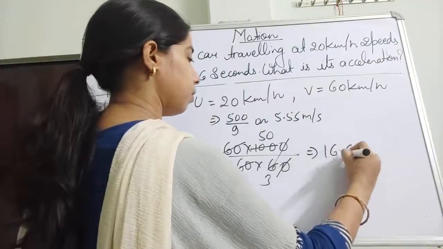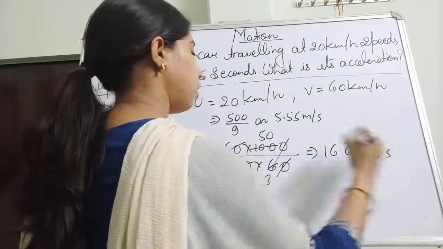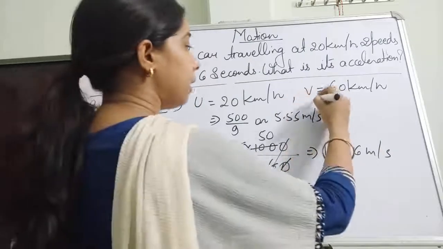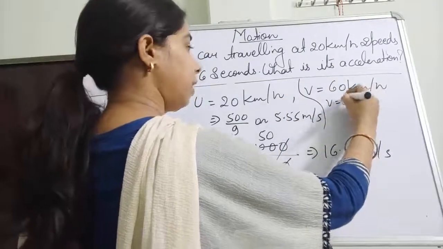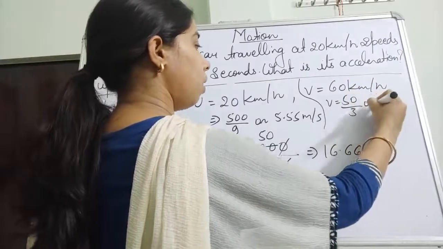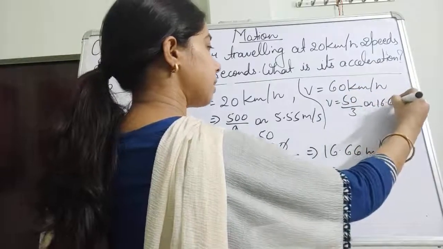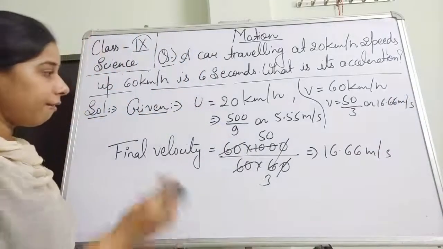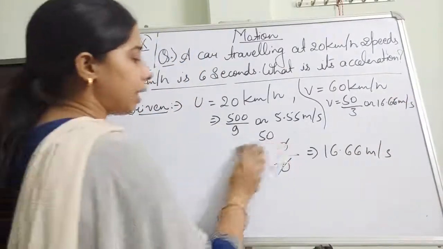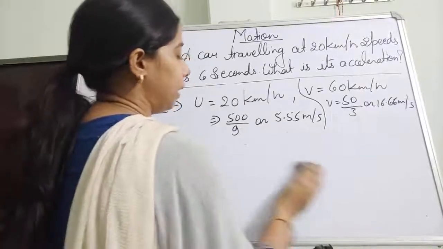Now 50 upon 3 will be equal to 16.66 meter per second. So we can write here that v is also equal to 50 upon 3 or 16.66 meter per second. So we got the value of the u as well as that of the v.